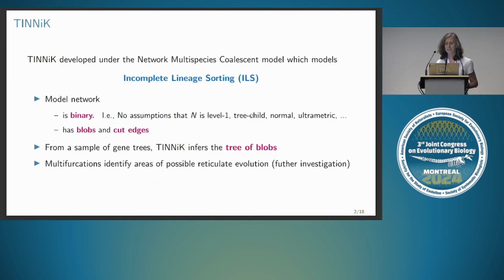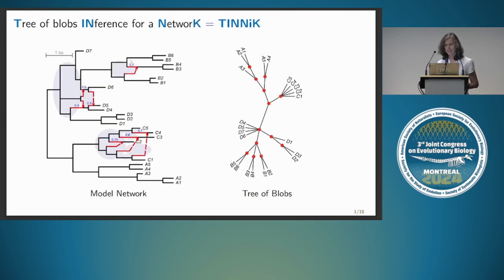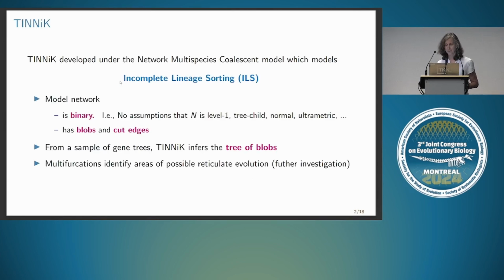Okay, so TINIC is developed under the network multi-species coalescent model, which models incomplete lineage sorting. The model network is binary. Okay, it has cut edges again, and blobs contracted to nodes. The data input for this algorithm is a sample of gene trees assumed to be generated under the coalescent model. Okay, what we're going to do is infer the tree of blobs.